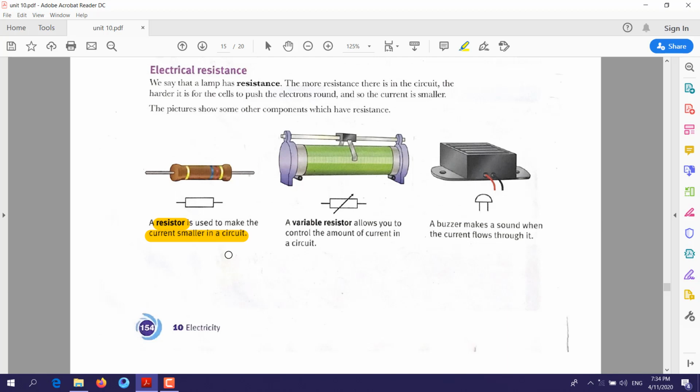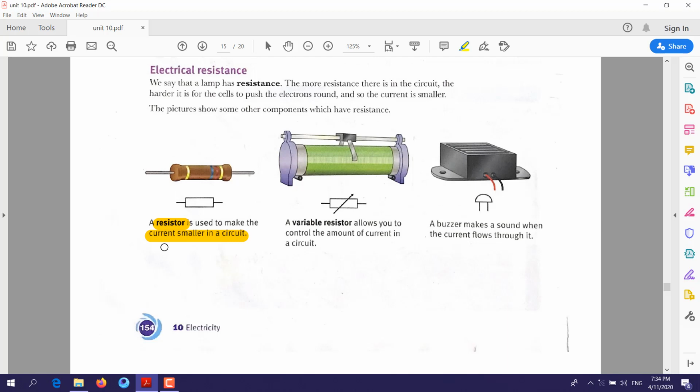We have different types of resistors. The main idea of it is that it will make the current smaller. In this way we can save the bulb. For example, your phone charger: the voltage in the electricity that we use at home is 220 volts, but to charge our phones you need just 2 or 3 volts.